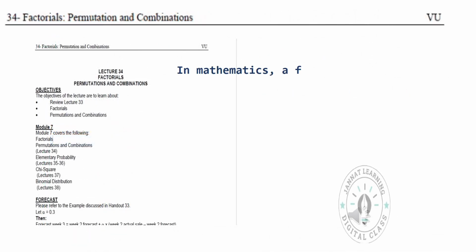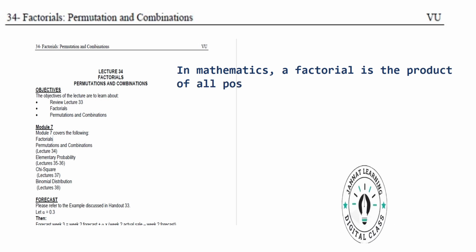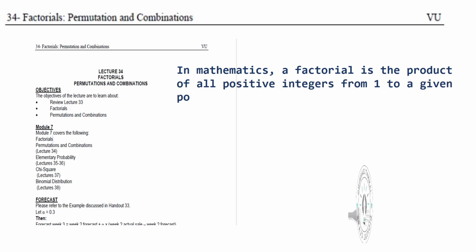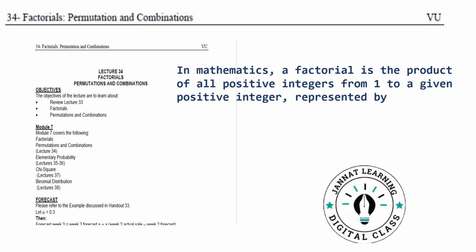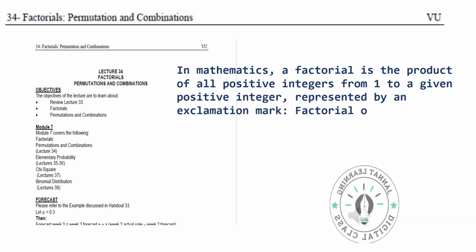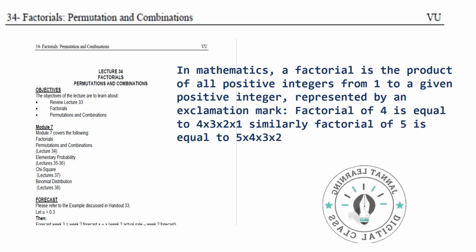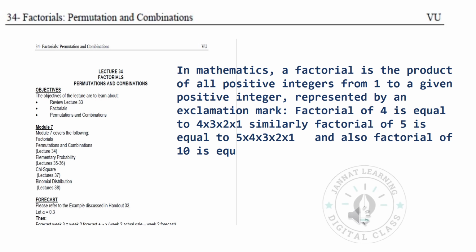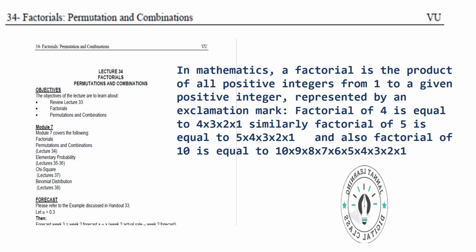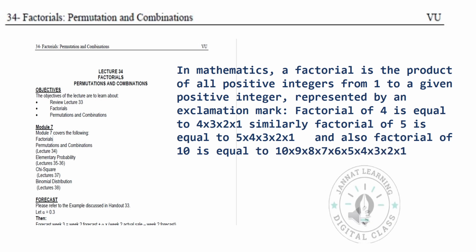In mathematics, a factorial is the product of all positive integers from 1 to a given positive integer, represented by an exclamation mark. Factorial of 4 is equal to 4 multiply 3 multiply 2 multiply 1. Similarly, factorial of 5 is equal to 5 multiply 4 multiply 3 multiply 2 multiply 1, and also factorial of 10 is equal to 10 multiply 9 multiply 8 multiply 7 multiply 6 multiply 5 multiply 4 multiply 3 multiply 2 multiply 1.